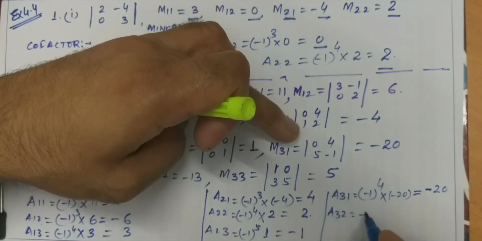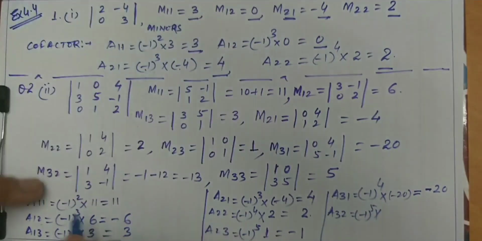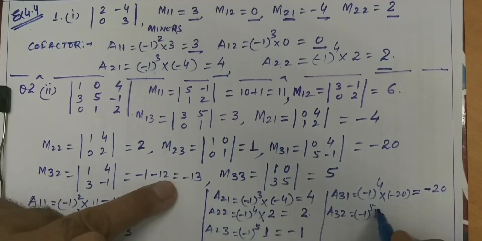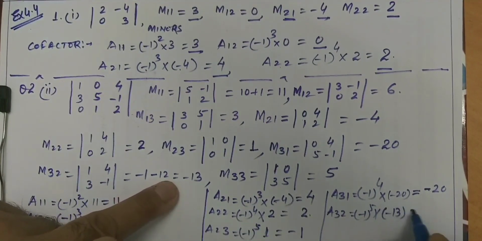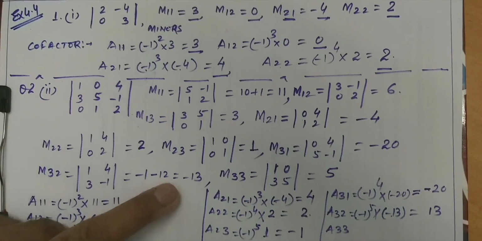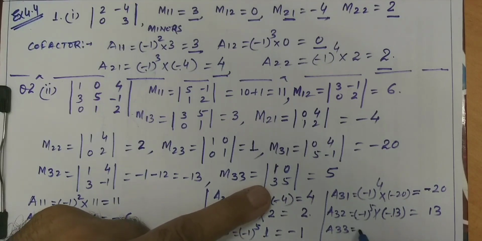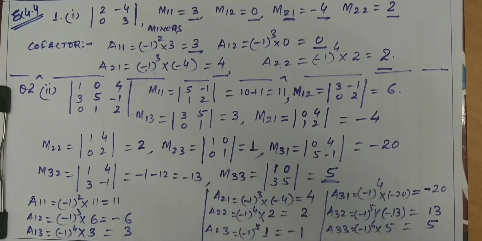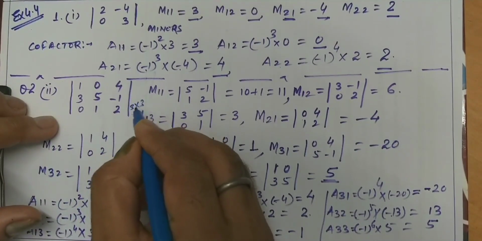A32 means minus 1 to the power 5 into A32, its value is minus 13. So this minus and this minus, plus 13. And last is A33. A33 means minus 1 to the power 6 into A33, 5, which is equal to plus 5. So we got all the cofactors and all the minors for this 3 by 3 determinant.